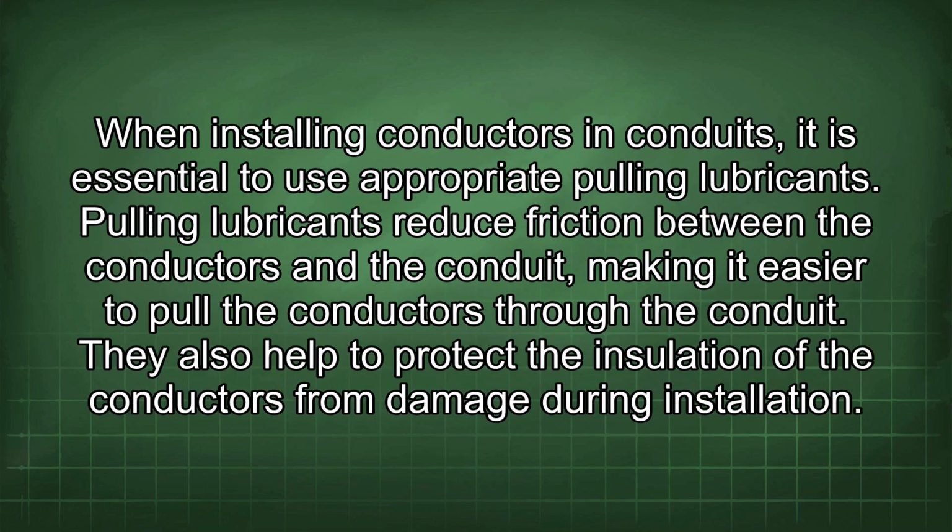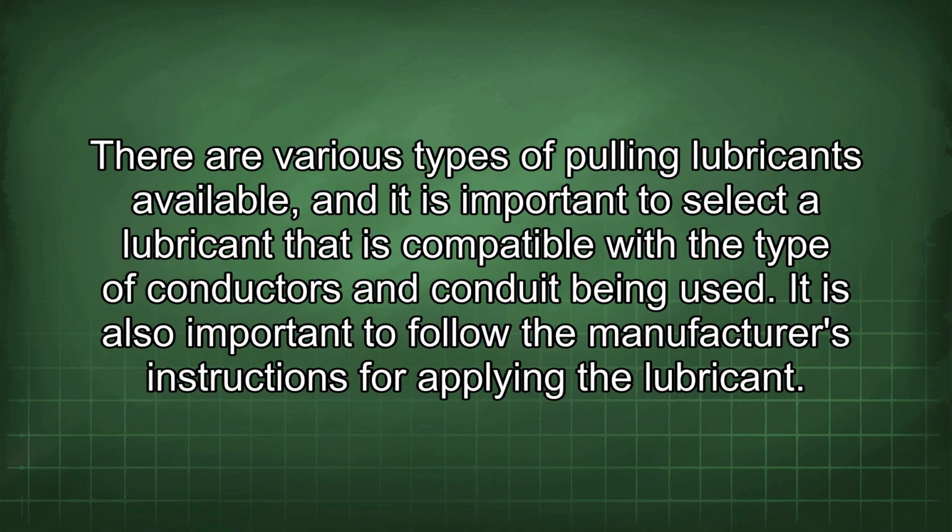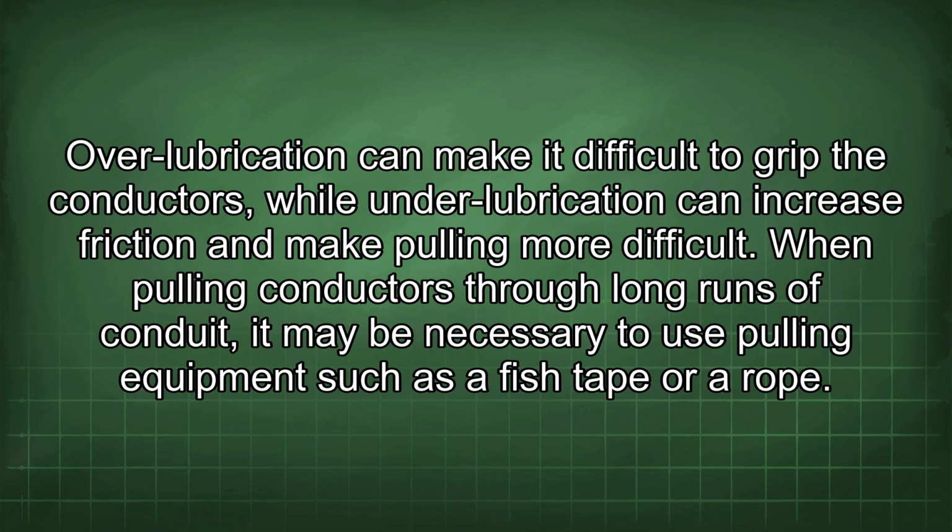When installing conductors in conduits, it is essential to use appropriate pulling lubricants. Pulling lubricants reduce friction between the conductors and the conduit, making it easier to pull the conductors through the conduit. They also help to protect the insulation of the conductors from damage during the installation. There are various types of pulling lubricants available, and it is important to select a lubricant that is compatible with the type of conductors and conduit being used. It is also important to follow the manufacturer's instructions for applying the lubricant. Over-lubrication can make it difficult to grip the conductors, while under-lubrication can increase friction and make pulling more difficult.